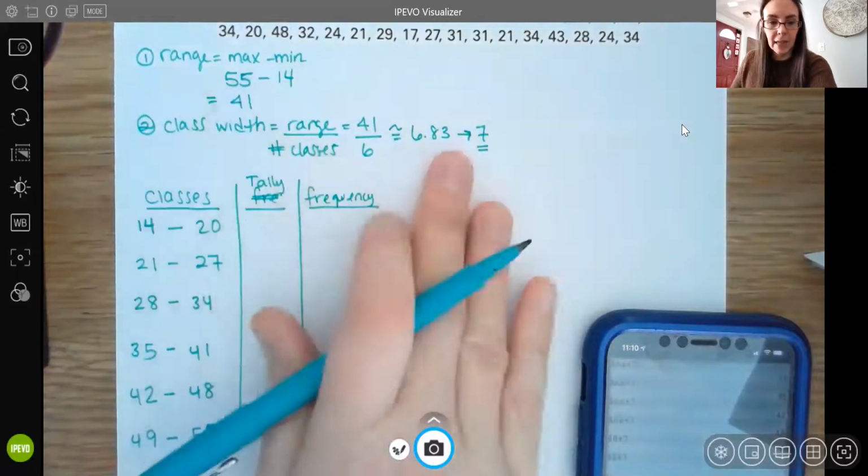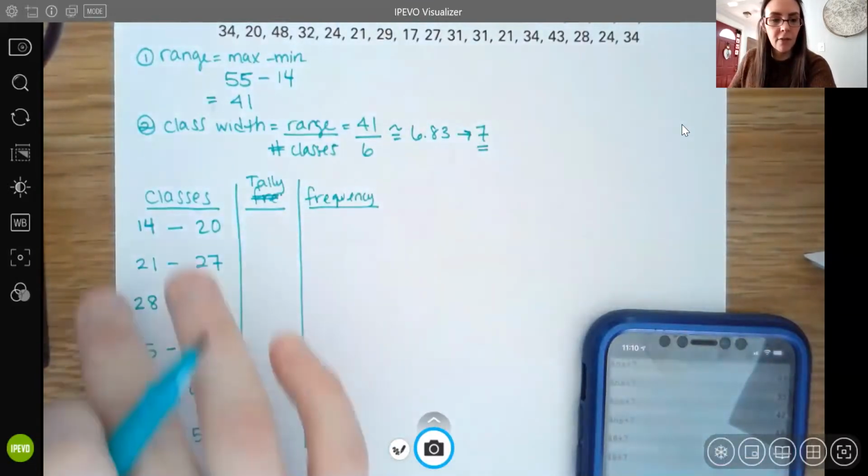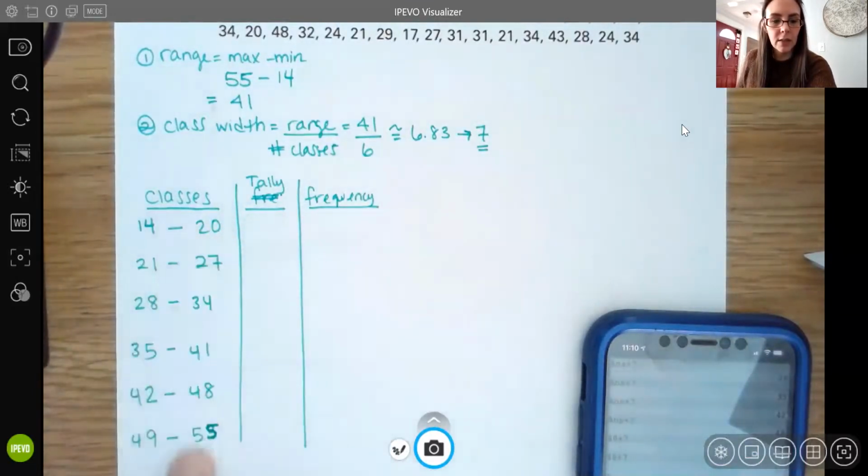This is really a guideline. So 55 is there, 14 is there. I know I don't see any extra classes. Like I don't want a class that's 56 to what, 73 or whatever it is. That's just extra. So I only want to stay within my data.